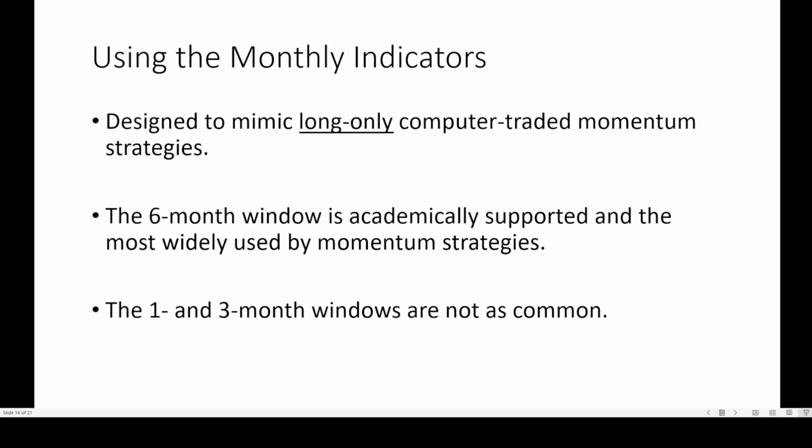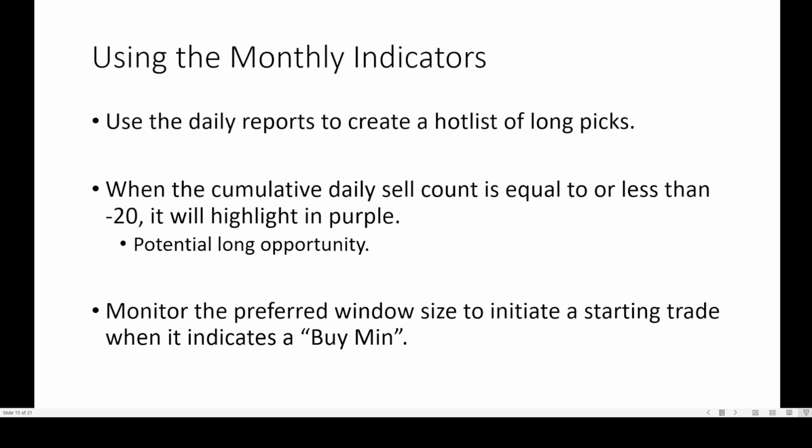The 6-month window is academically supported and the most widely used by momentum strategies. The 1 and 3 month windows are not as common, but they are used by strategies out there available today. You want to use the daily reports to create a hot list of long picks. Again, the monthly indicators are for long-only positions.